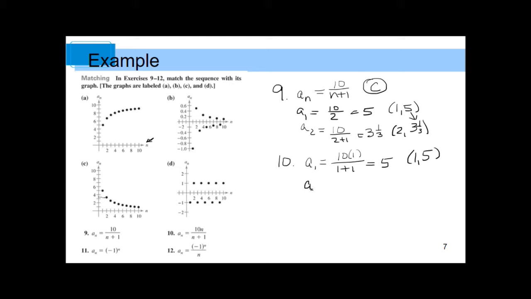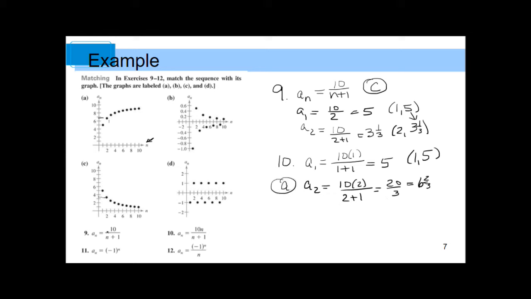Let's see if this actually does increase as the graph shows. So plugging in 2, we'd have 10 times 2 over 2 plus 1. That's going to be 20/3, which is going to be almost 7. It's going to be 6 and 2/3. So yeah, it's definitely increasing. The second term is higher than the first. It's got to be A over there.